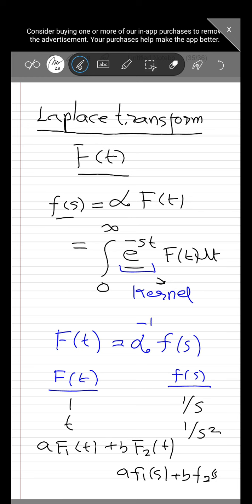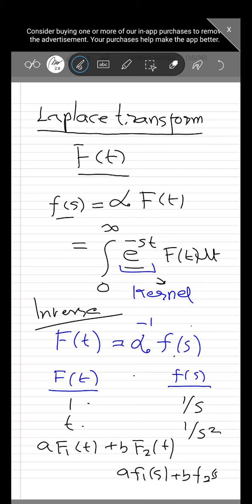Similar to the Fourier transform, when you have a Laplace transform, you have an inverse Laplace transform as well. So if F(s) is the Laplace transform of f(t), then f(t) is the inverse Laplace transform of F(s). That's how these two functions are related. Now we can have numerous functions and their corresponding Laplace transforms. If the function is 1, then the Laplace transform is 1 by s. If it is t, then it is 1 by s square.